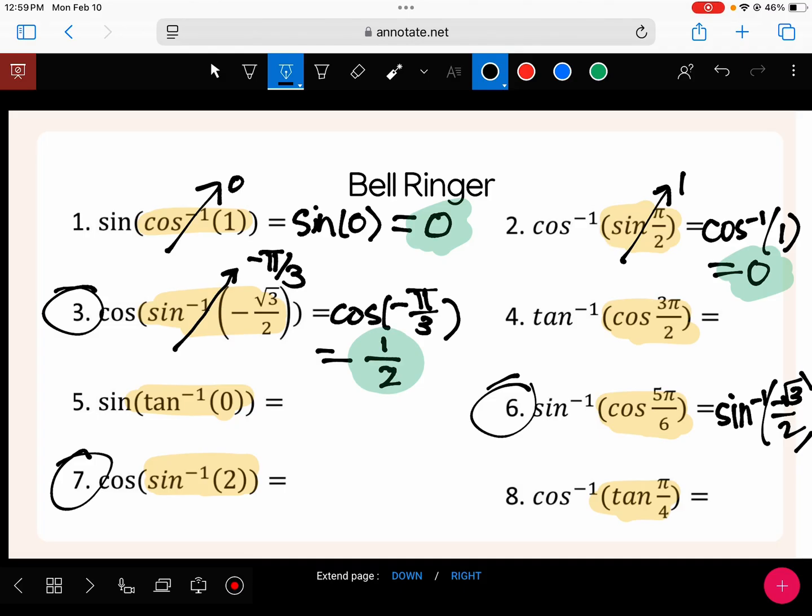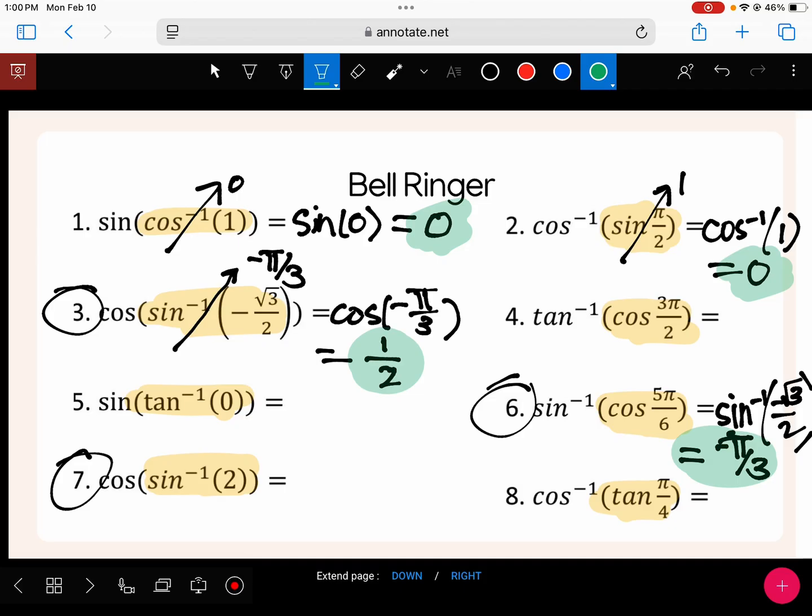Where is the inverse function equal to negative root 3 over 2? We have this new equation: the inverse sine of negative root 3 over 2. Where is sine equal to negative root 3 over 2? Is it negative pi over 3? Negative pi over 6. It's in quadrant 4, right?